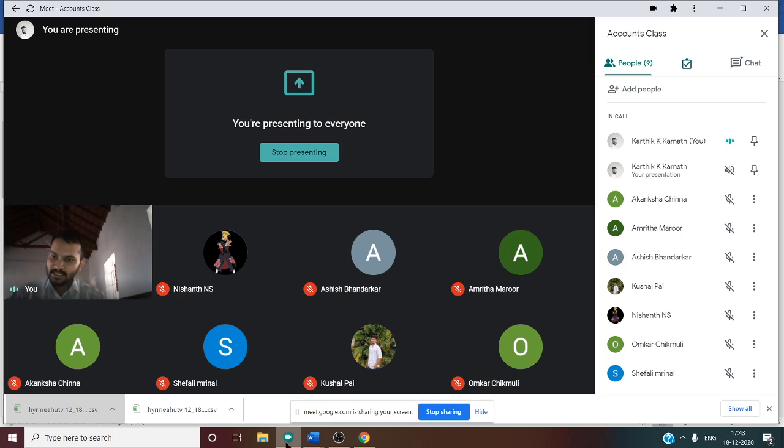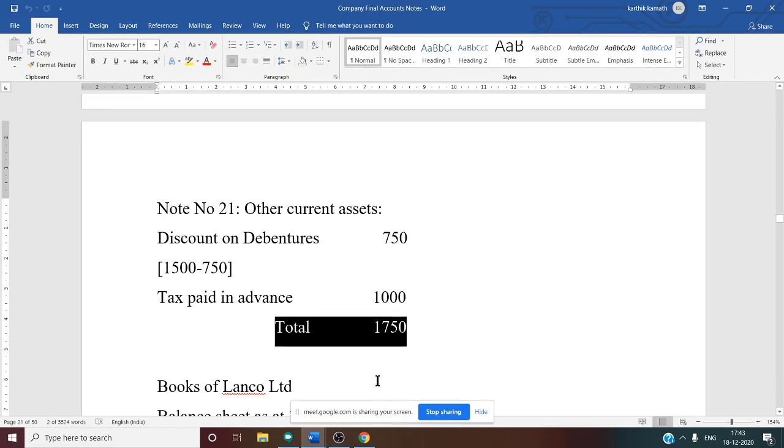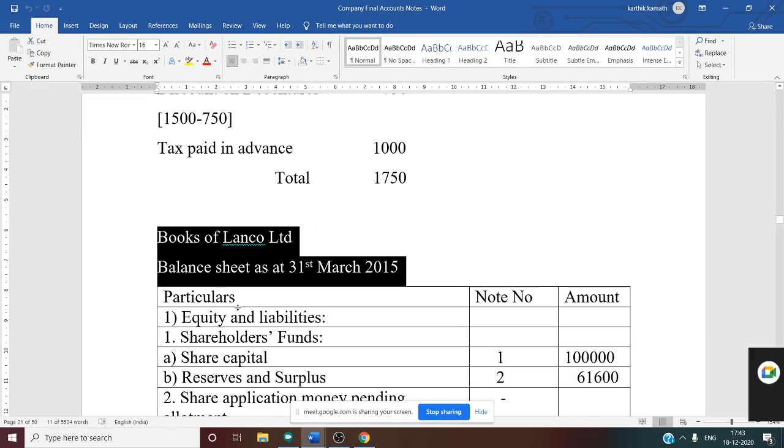Now we discussed all the working notes, 1 to 30 working notes we have discussed, and we have already discussed about the format of P&L, and we have got profit for the period. So now last thing we want to do is vertical form of balance sheet, under which first thing you have to write all liability working notes, then you have to get the liability total, then asset all working notes and asset total you want to get. So now format of balance sheet in the books of Lanco Limited, balance sheet as on 31st March 2015.